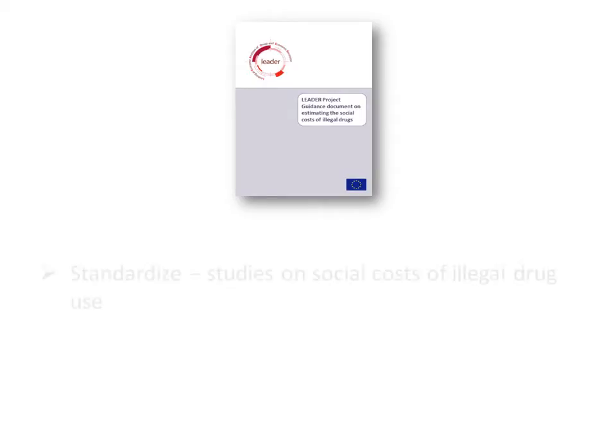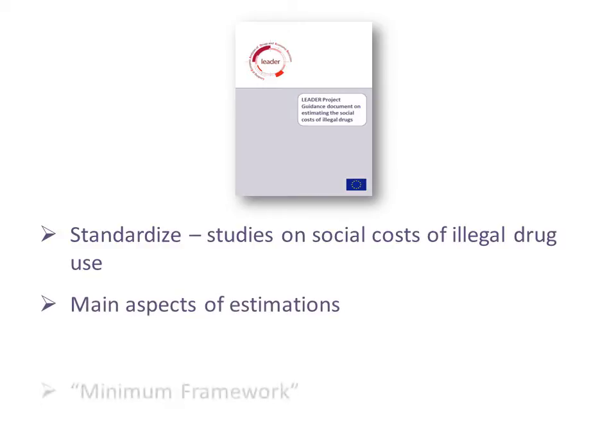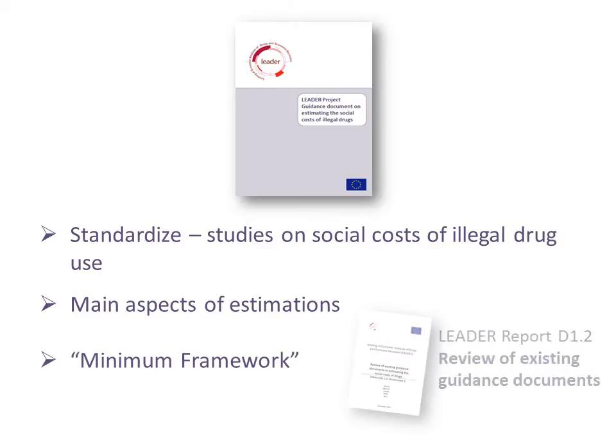Our hope is that the LEADER Guidance Pack will constitute the first step in consolidating a standard way forward for performing studies on the social costs of illegal drug use. The methods and examples presented cover the main aspects of the estimation of social costs of illegal drugs, consistent with the recommendations for a minimum framework coming out of the LEADER review of existing guidance documents in estimating the social costs of drugs. The estimation of the social costs of illegal drug use can be expanded in many ways beyond this minimal framework.